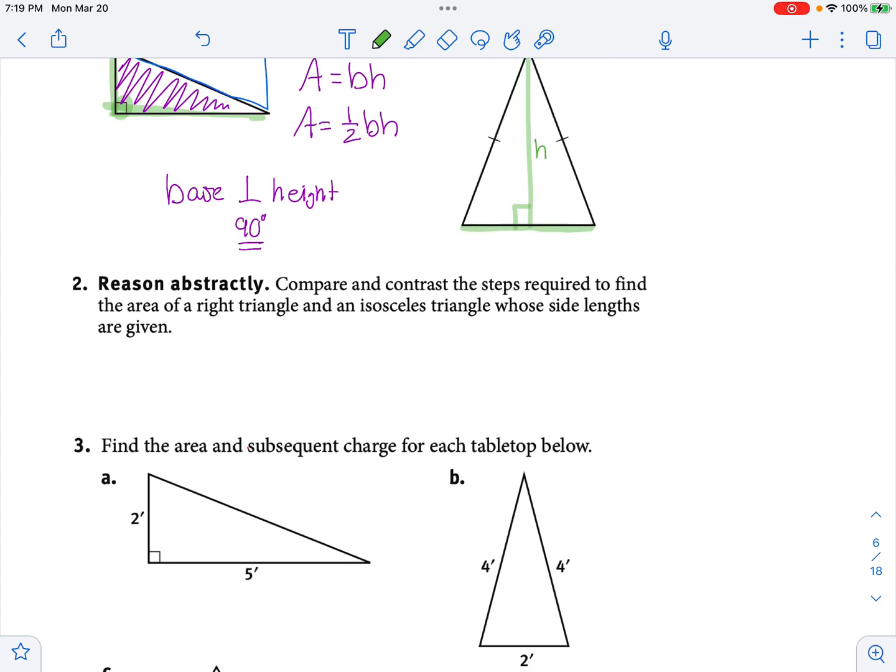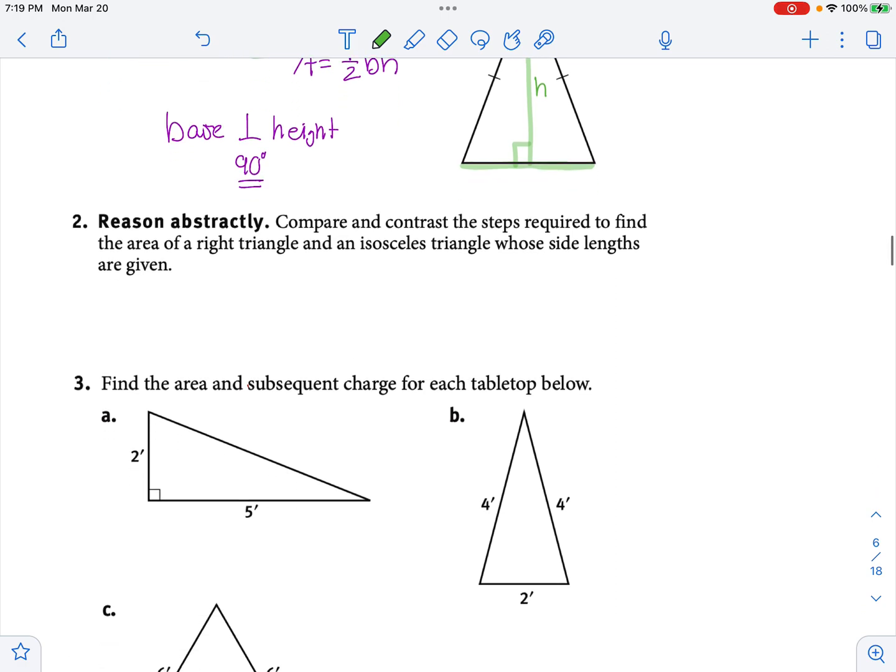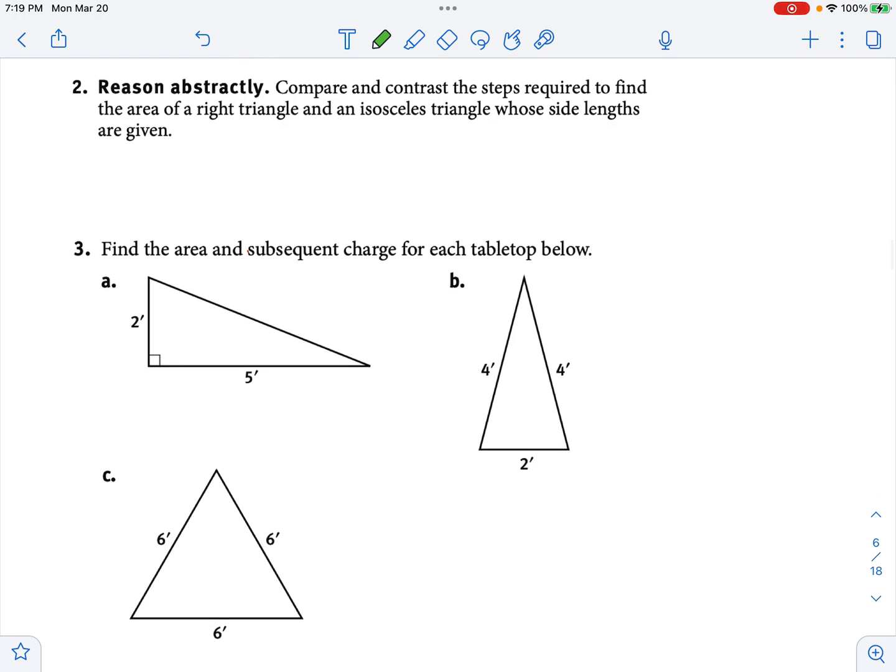We're going to compare and contrast the steps that are required to find the area of right triangles from isosceles triangles, or even, in example C, an equilateral triangle. And keep in mind, it's going to come down to the main idea of, if we use our general formula, 1/2 base times height, how can we go about finding the height if it's not given? If we look at our first example, remember that the height and base are perpendicular, so as long as you see the right angle, you know that these represent the height and the base.